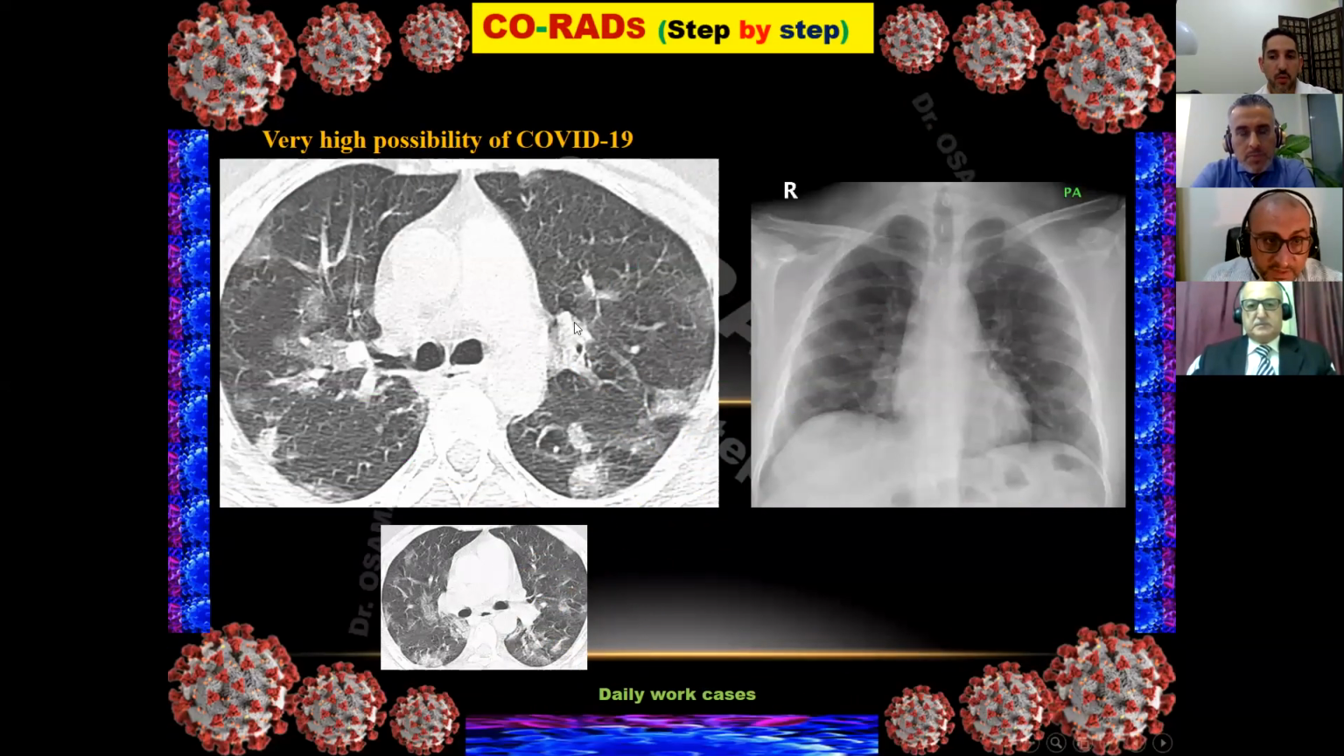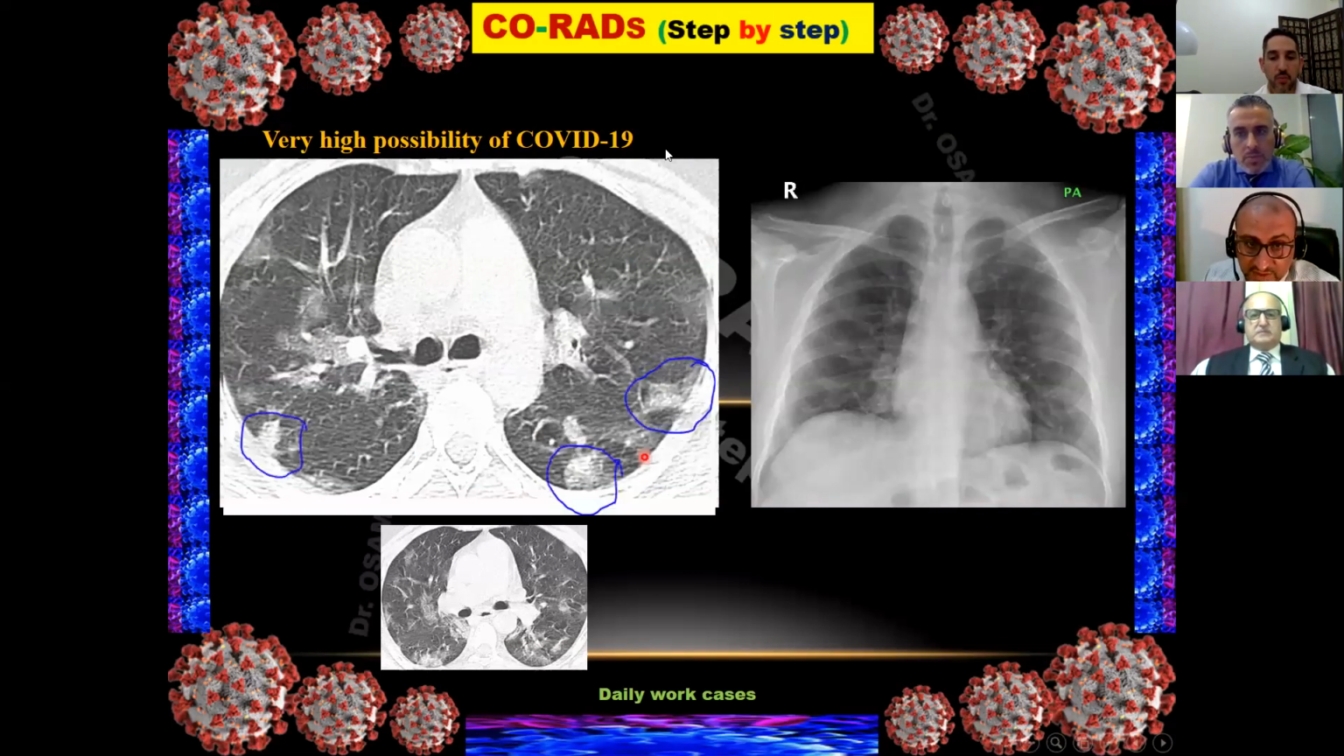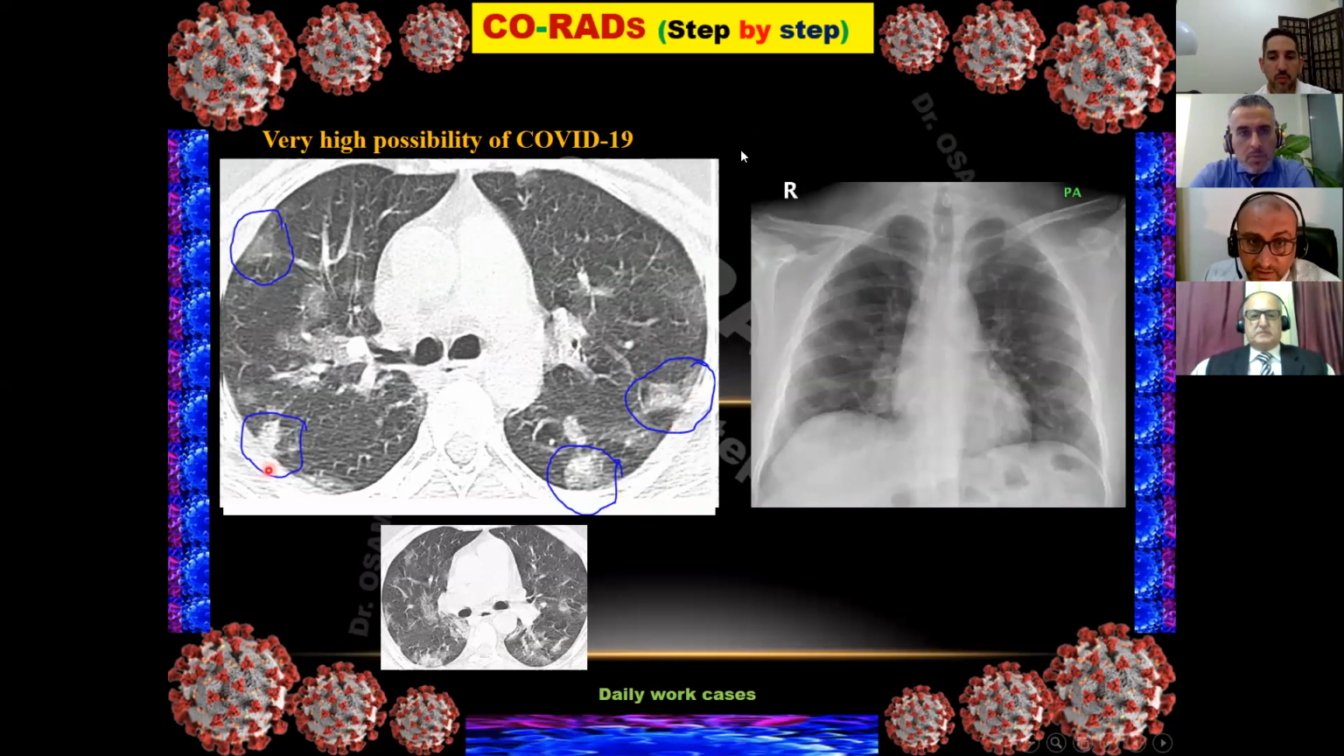First is this patient showing multifocal areas of ground glass opacity, and this ground glass opacity is based on the pleural surface. So the diagnosis here, typical findings of COVID-19, meaning very high possibility, and classified as CO-RADS 5.